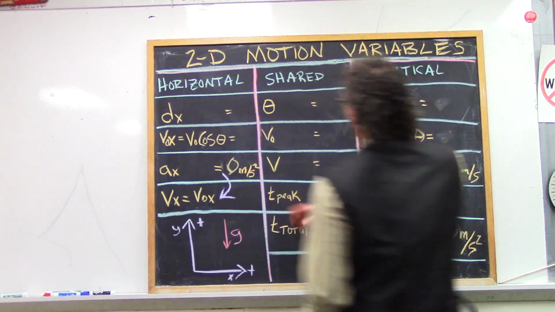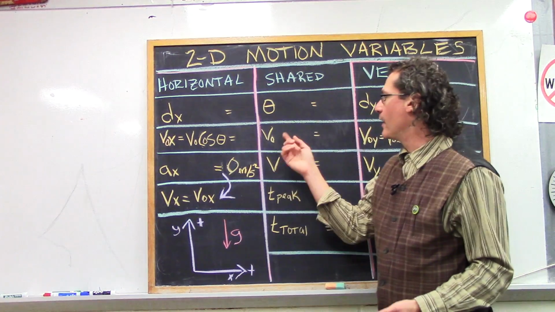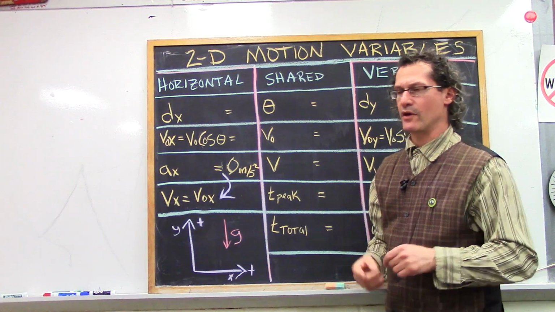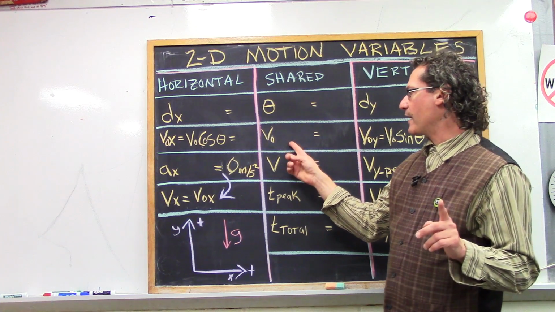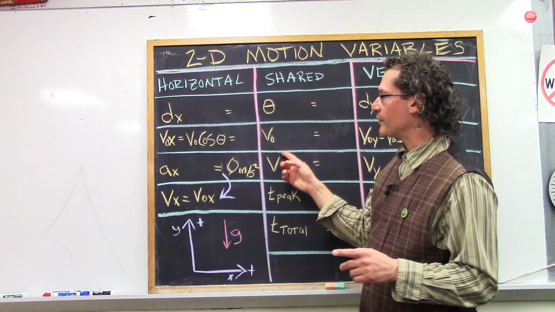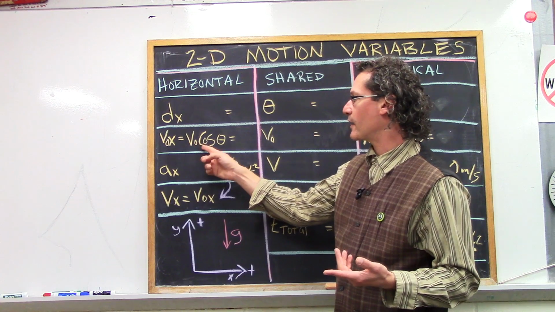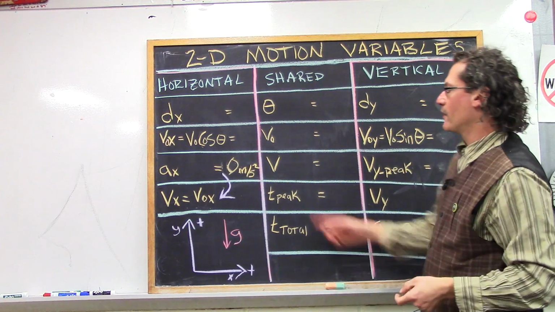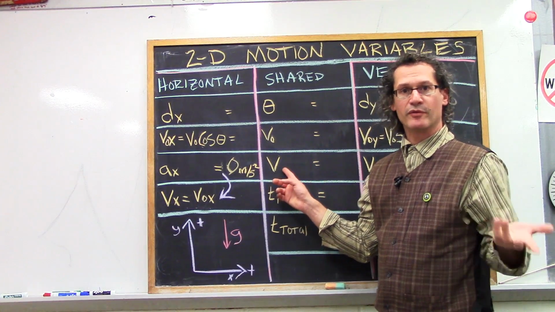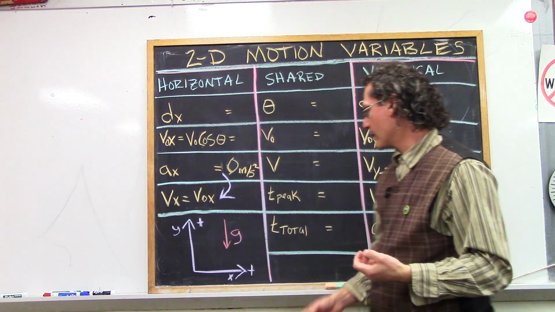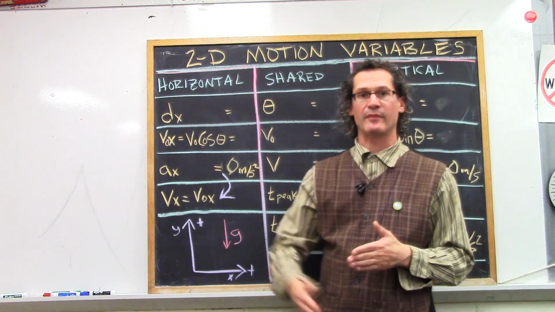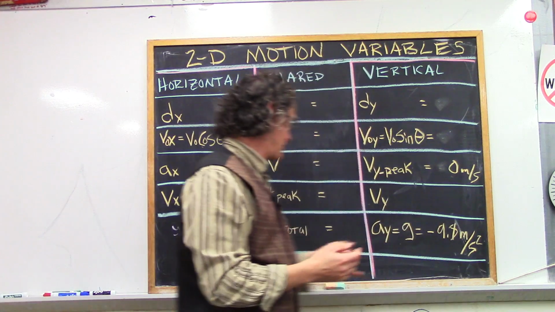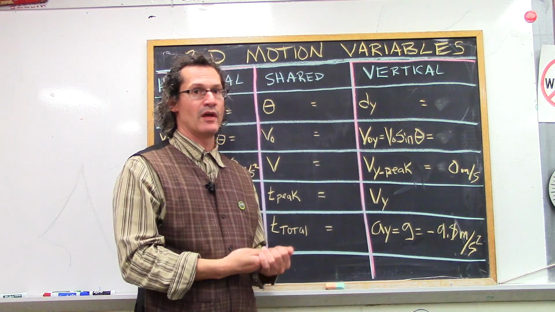Shared values. They share the angle at the very beginning. The angle changes as it moves, though, which is an interesting thing to note. V naught, they share, and we break it up into the components, horizontal, V naught cosine theta, and vertical, V naught sine theta. And V is the velocity at any given moment, particularly maybe at the end we're interested in it. And then we've got T peak, how much time did it take to reach the peak of the parabola, and what's T total. So those are the things.